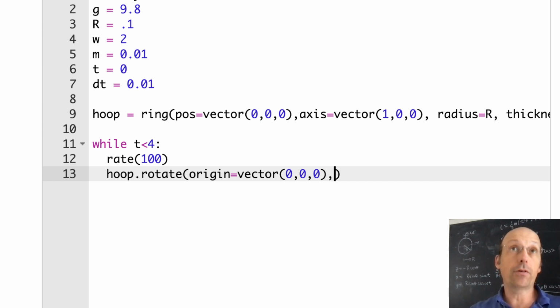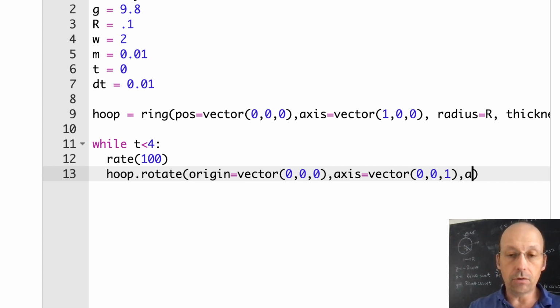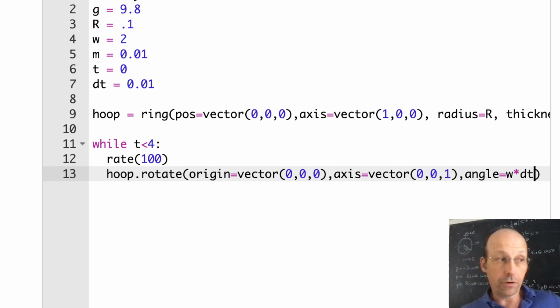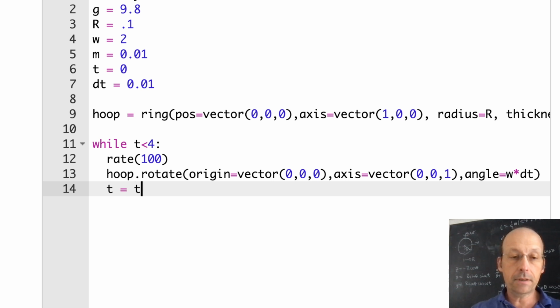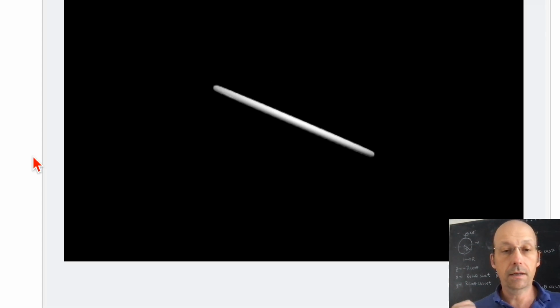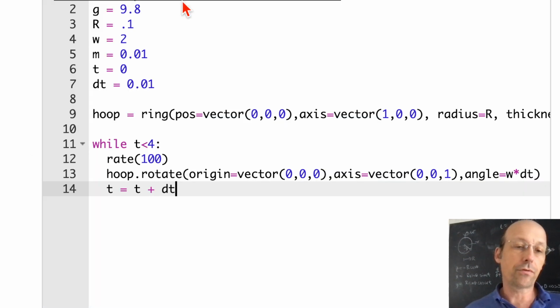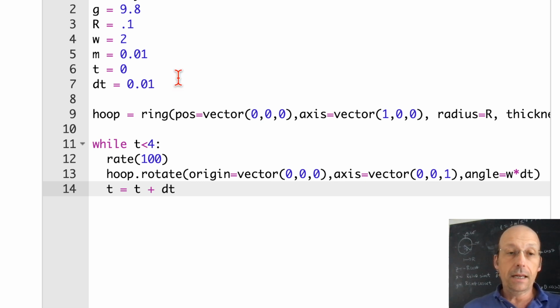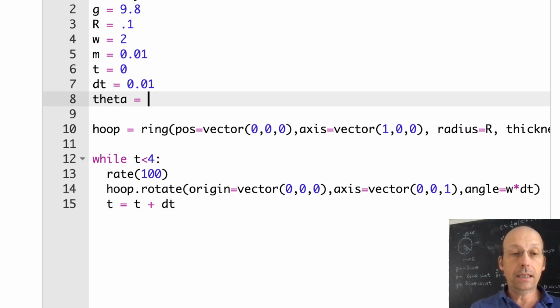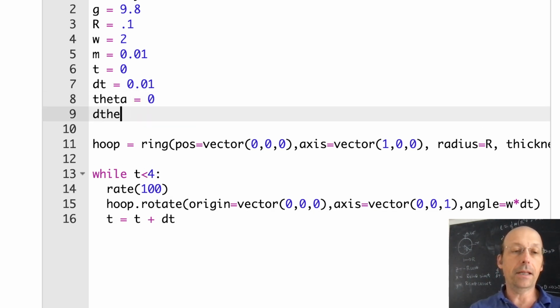What axis am I going to rotate that about? I'm going to rotate about the z-axis. Axis equals vector(0, 0, 1). And then the angle I'm going to rotate is going to be equal to omega times dt. So each time I'm going to rotate it that much. Now I need to update time. T equals t plus dt. Let's just see if this does indeed rotate. Yeah, it did. And then we can look at it from the side. That's really what I wanted, but we'll just rotate it manually. Okay, now for the bead, I need theta. I'm going to need d theta, theta dot too.